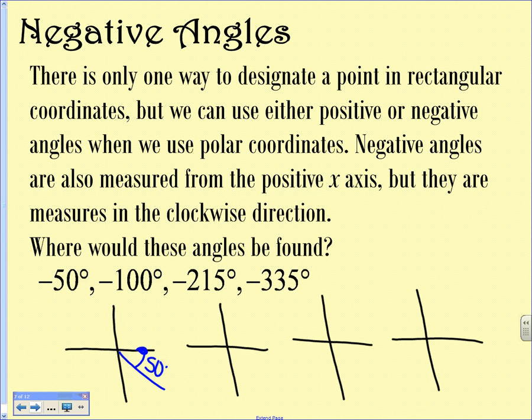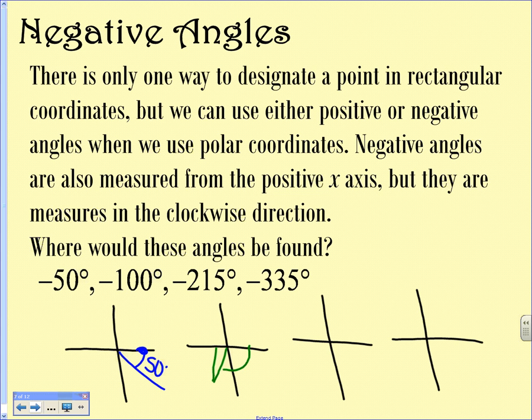All right, so who wants to try the 100 degrees? Where would negative 100 degrees be? Start from the positive x-axis. Okay. And where would our triangle be? Mhm. What would that angle be in our triangle?